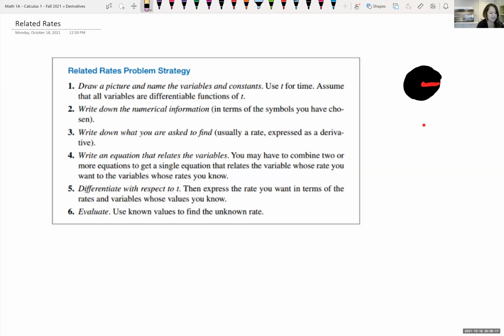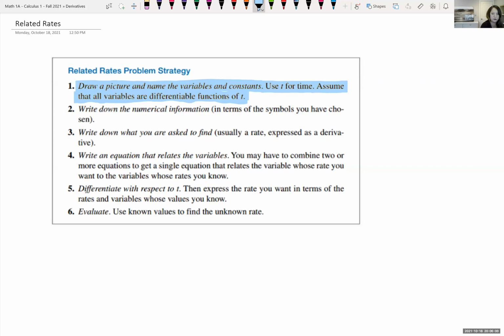Okay, that being said, let's go through the strategies of solving these. And then we'll do lots and lots of examples, as many as I can within this class period. So related rates problem strategies: we're always going to first draw a picture and name the variables and the constants. We'll denote our variables and what we know. We're going to use t for time, and we're going to assume that all variables are differentiable functions of time.